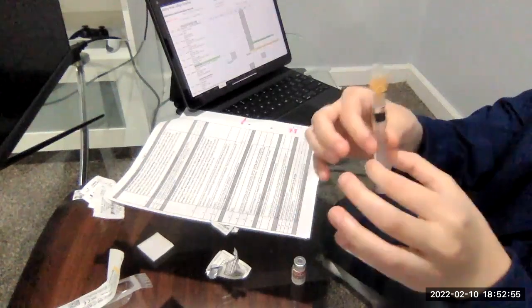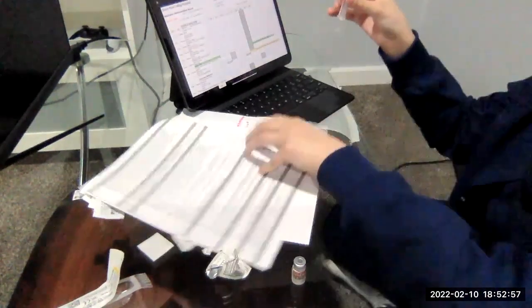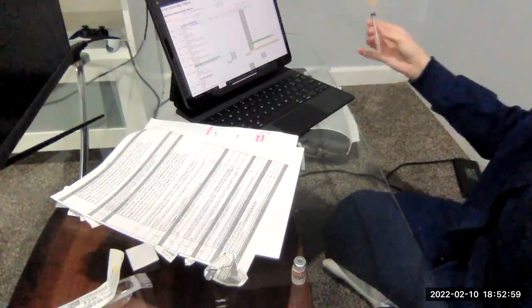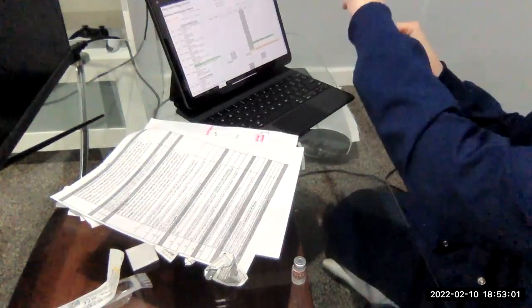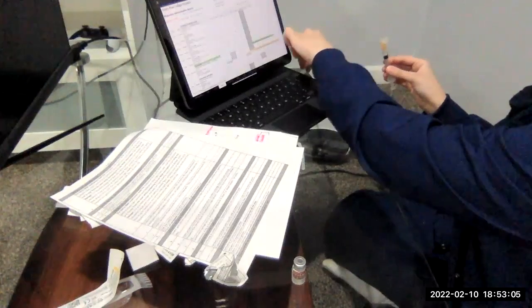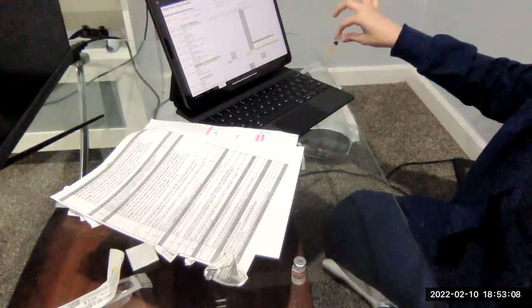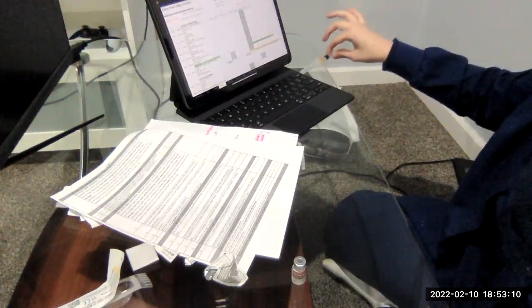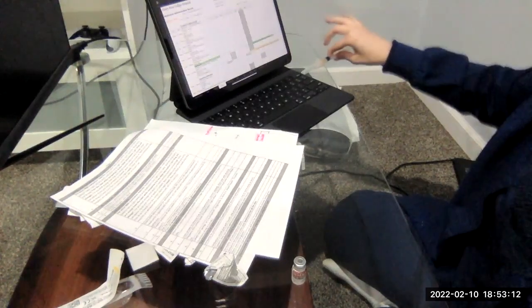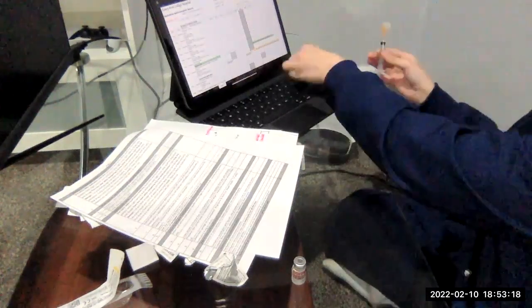You're going to do the scoop method. So you're not just going to grab the cap and put it on. That would be considered incorrect technique. You're going to want to put this against something, take your needle, and scoop it up right here. Just like that. I don't know if you were able to see that. Let me do it again.